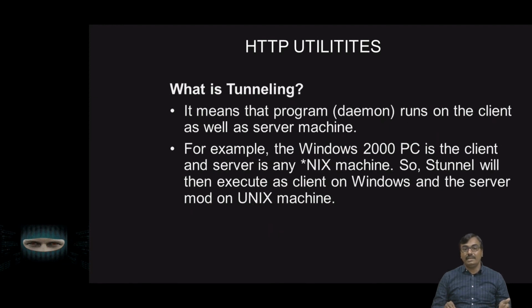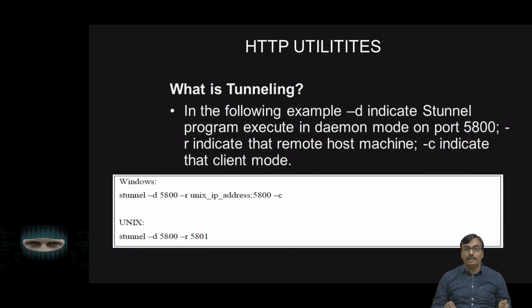So, what is tunneling? It is basically a daemon program run on the client as well as the server machine. You can see the example here for tunneling. -d indicates the program executes in daemon mode on port 5800, -r indicates the remote host machine, and -c indicates client mode. So on screen you can see the example. Windows is sending and Unix is the remote machine.